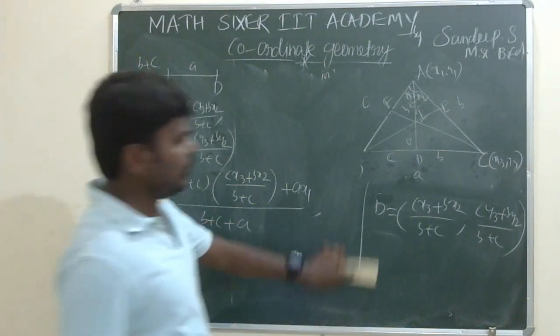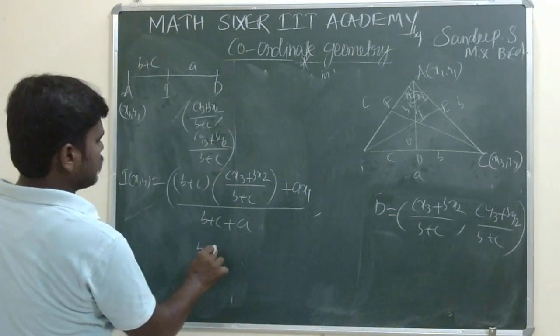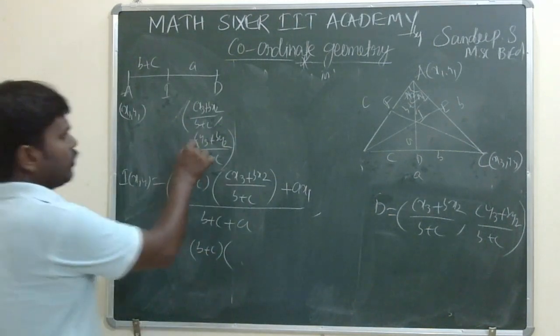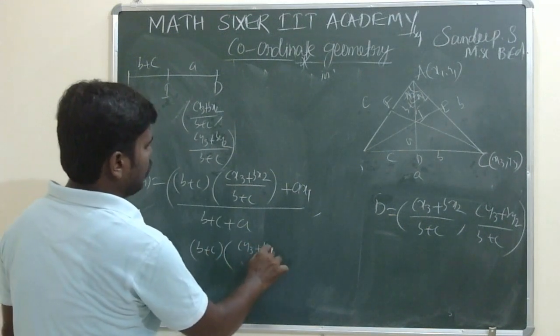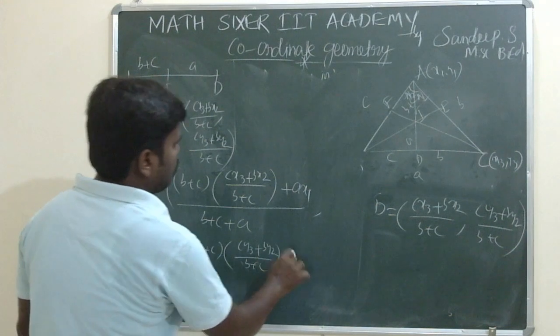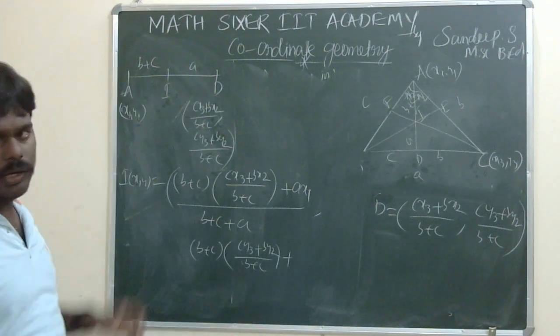Comma, B plus C into the second coordinate, that means the y coordinate of the second point, that is CY3 plus BY2, by B plus C plus this N into the y coordinate here, so AY1.